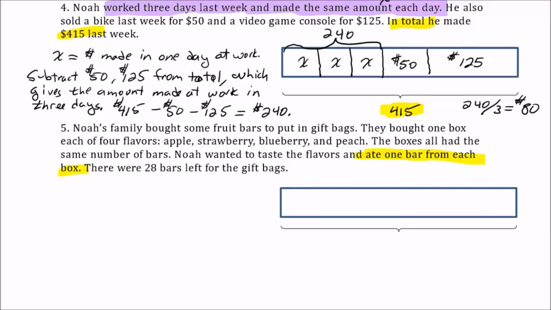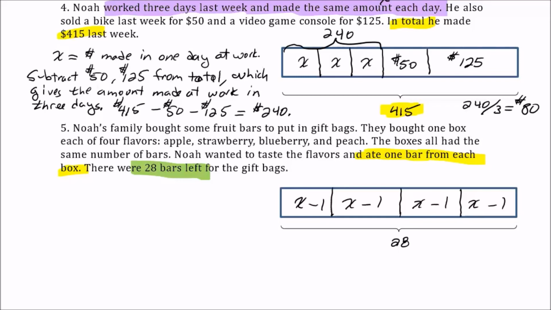So I'm thinking the 28 bars left, that's the total amount we have left. So I'm going to put that here for my 28. Now we've got 4 boxes, so I'm going to split this into 4 equal parts. And we don't know how many fruit bars were in each box, so let's call that X. But then what happened, right? Noah ate 1. Noah ate 1 bar from each box. And then the total amount left to put in the gift bags was 28.